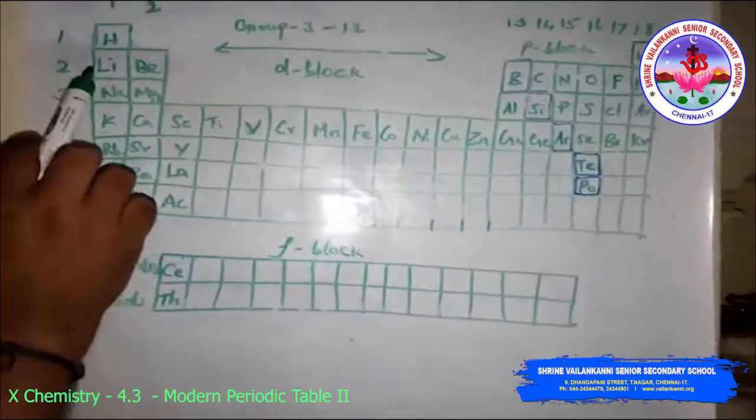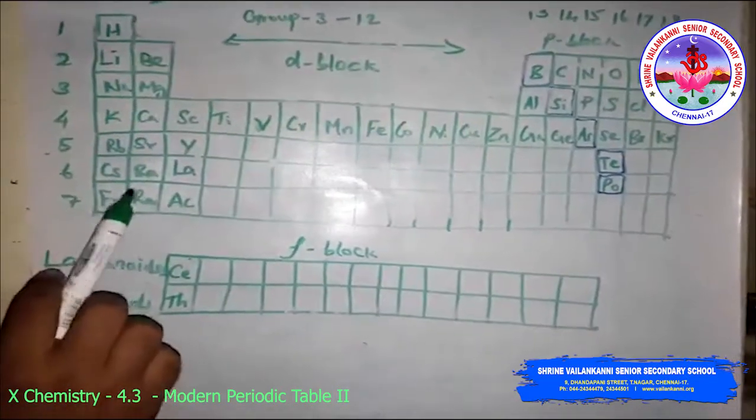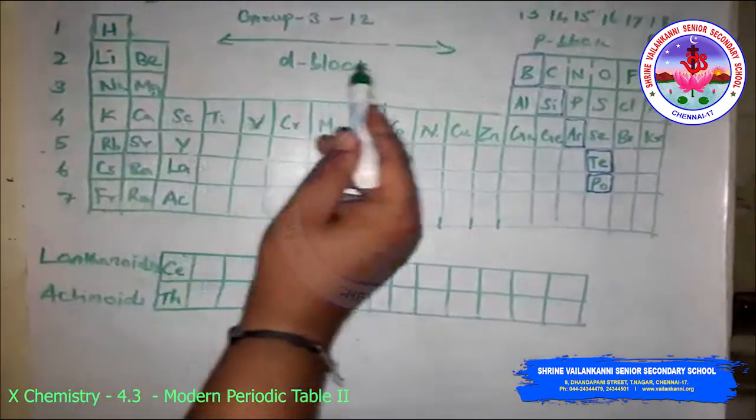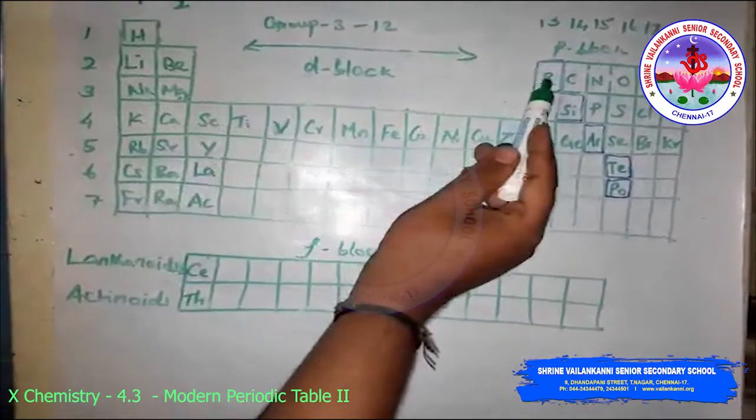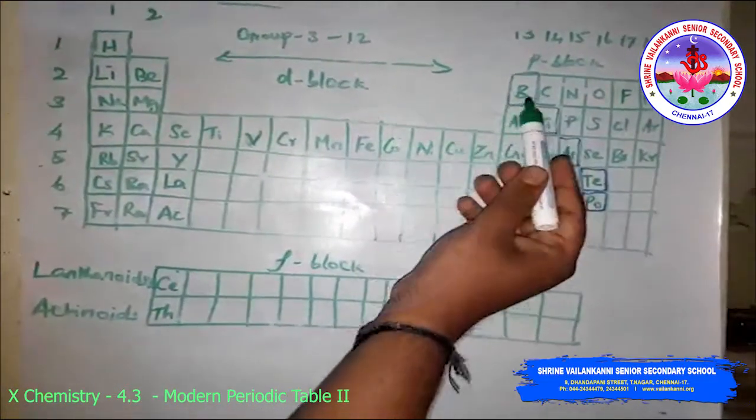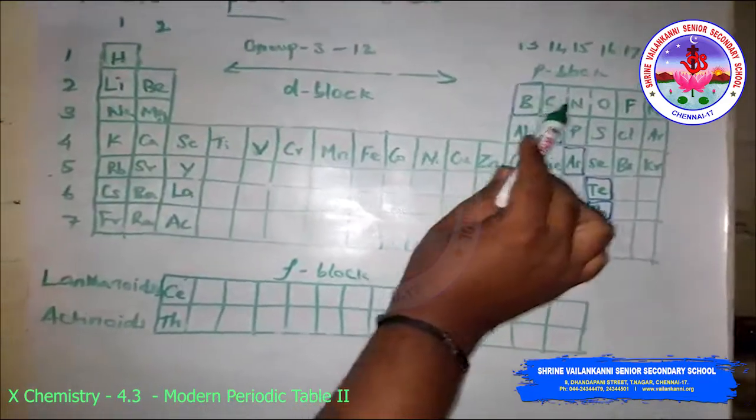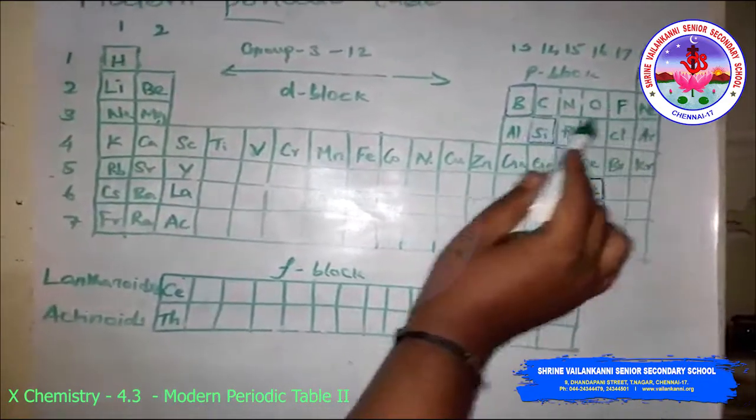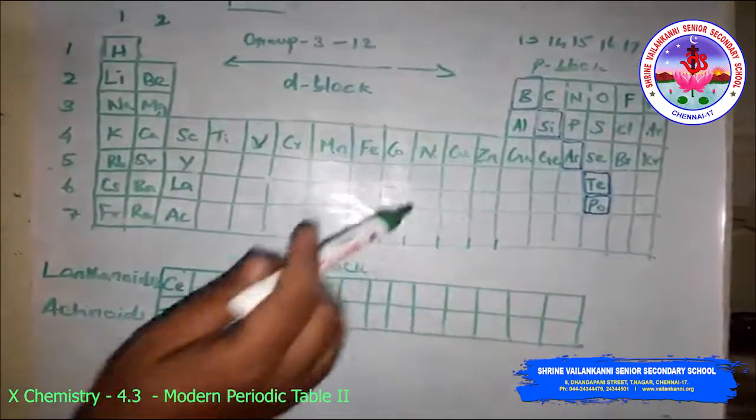Look at here. Group 1 is alkali metals, and group 2 is alkaline earth metals. Now, let's go from left to right. The metallic character decreases. That means boron is a semi-metal. Carbon, nitrogen, oxygen, fluorine, neon, these are the non-metallic elements. Here, look at this.